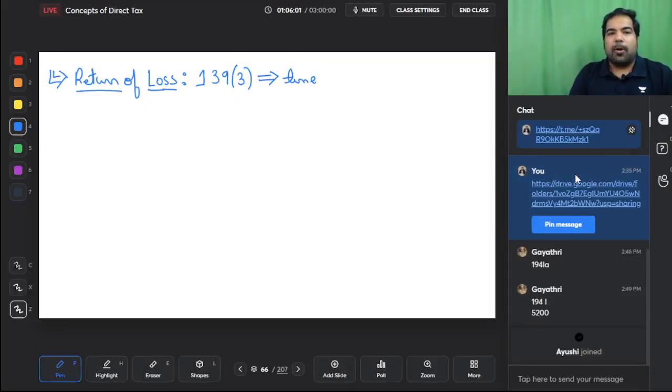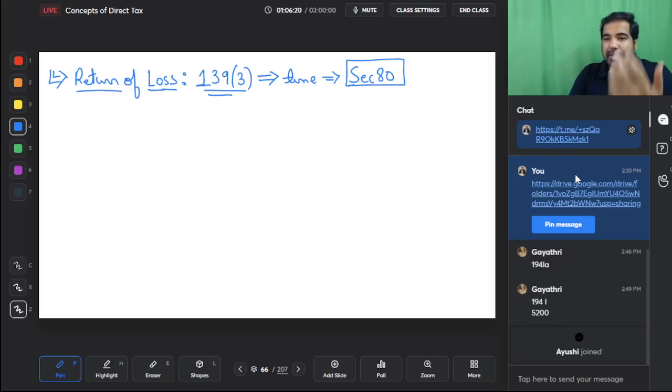Alright, so return of loss is basically the same return, but the only thing is that you have to file it within the due date. Why? Because there is a section called section 80, which is a villain in the story. Section 80 says that if you want to carry forward your losses, like your business loss, speculative business loss, specified business loss, capital gain loss, or losses from horses, etc., then we will only allow you to carry it forward if you file your return of income on time.